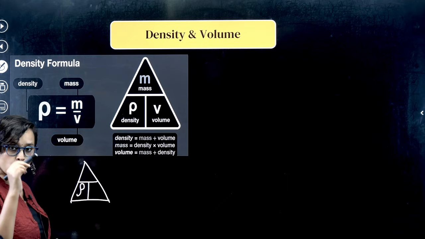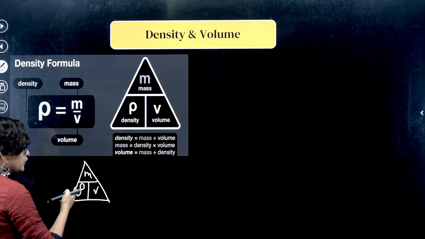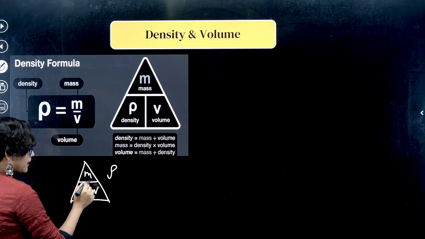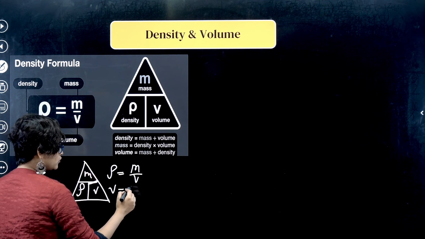Density is denoted by rho, R-H-O. It's a Greek letter, yes? Kind of like a cursive p. Then you write here mass, that is M, and then you write here volume, okay? So if you want to figure out the formula of density, see, density is equal to M by V, do you see it? That is mass by volume.